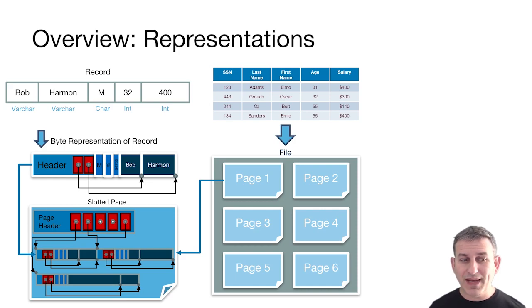And then those bytes are packed onto pages in memory. So the file's got pages on disk. Each of those pages can be brought into memory, and it contains a bunch of bytes, and those bytes represent records. So this gives you an overview. Obviously, we'll go through all this in more detail, but this is kind of how we get from tables to bytes on disk and bytes in memory.